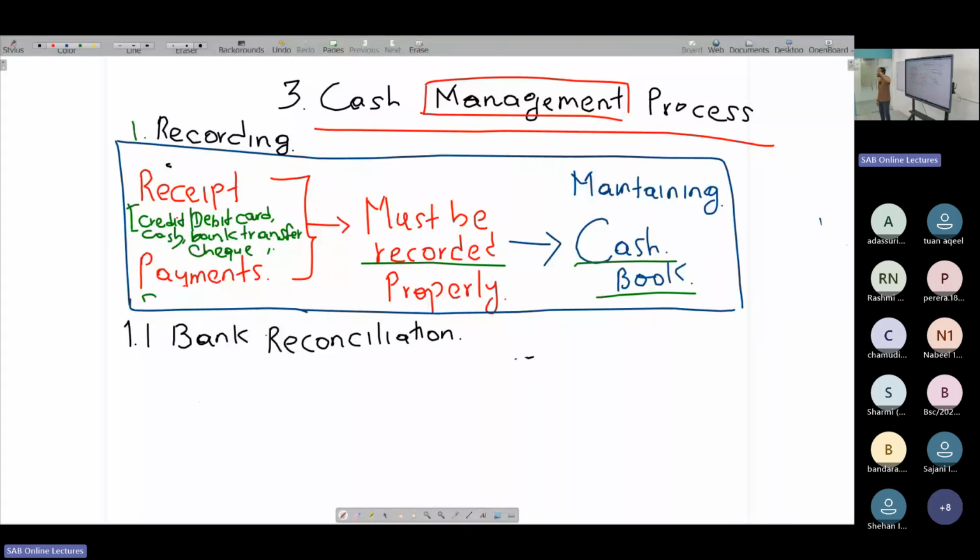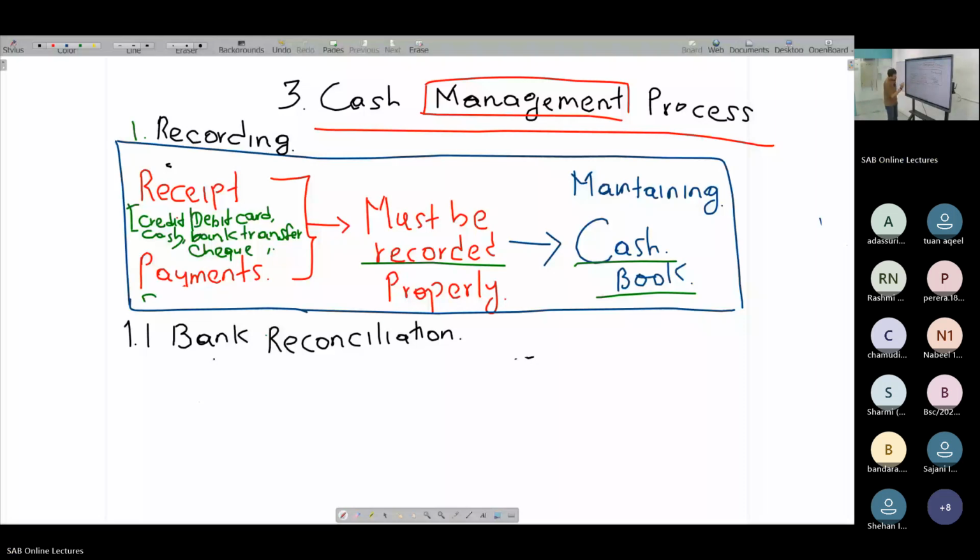According to your cash book, you should have 1,500, but in the actual scenario only 500 rupees is there. So what is the 1,000 rupees? Reconciliation should be done. So reconciliation is also part of the recording process.